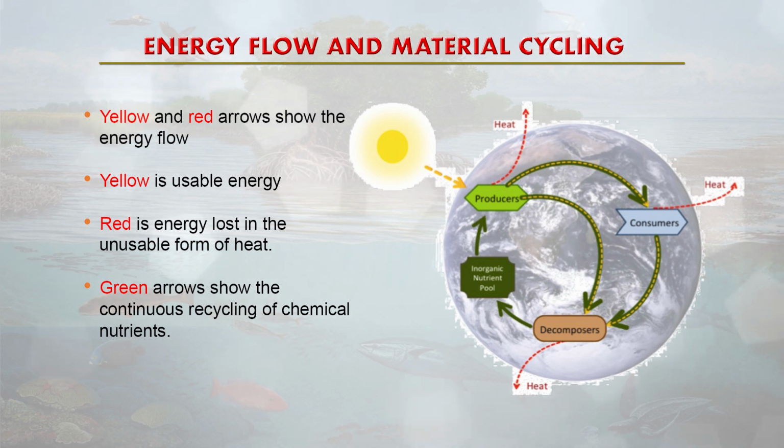And as we can see, the whole ecosystem gets energy from the sun, and some of this energy is used by the ecosystem dwellers, in the sense the living beings which are in the ecosystem, and the rest is lost as heat. So red in this diagram indicates the energy lost in the unusable form of heat. The green arrows show the continuous recycling of chemical nutrients.